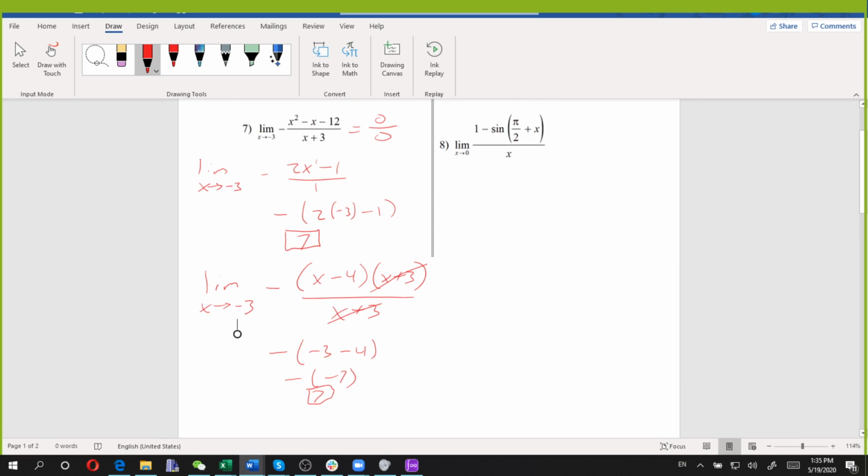I realize this particular problem would probably be faster to factor than it would be to use L'Hôpital's rule, but if you get stuck on your factoring and you're not sure which factors should work, or if you've got maybe a third order, or fourth order, or fifth order polynomial that's going to take forever to factor, you can shortcut with L'Hôpital's rule instead.